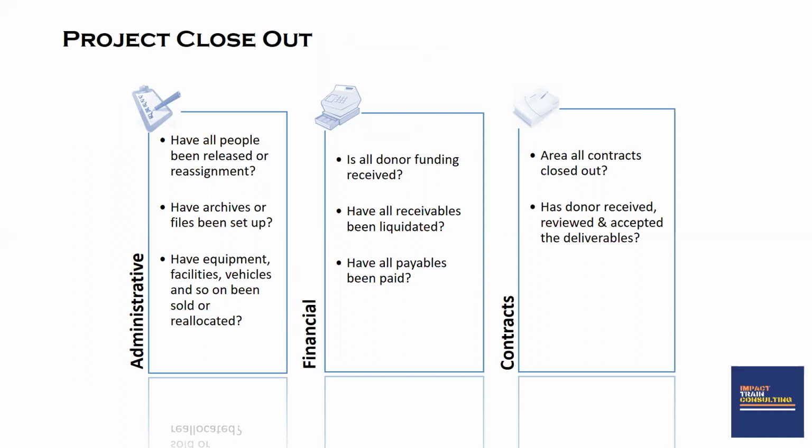In the transition phase, you're going to be carrying out 3 project closeout activities. You're going to be carrying out administrative project closeout, financial project closeout, and contractual project closeout. Under the administrative, your concern will be, have all people been released or reassigned? Have archives or files been set up for the project? Have equipment, facilities, vehicles, and so on been sold or reallocated? And under the financial closeout activities, you're going to be checking if you've received all donor funding.